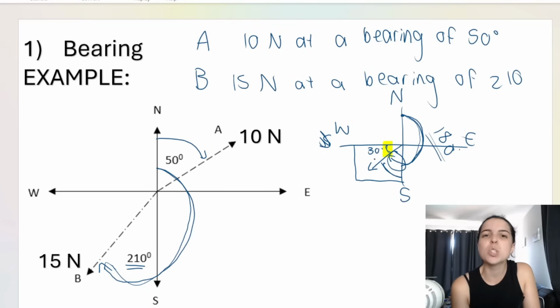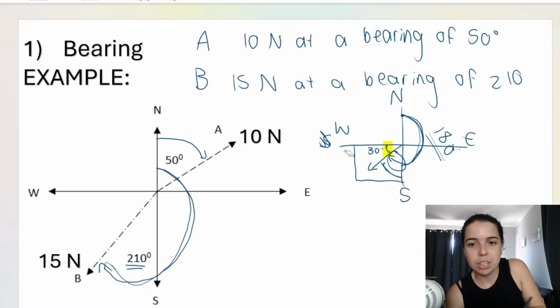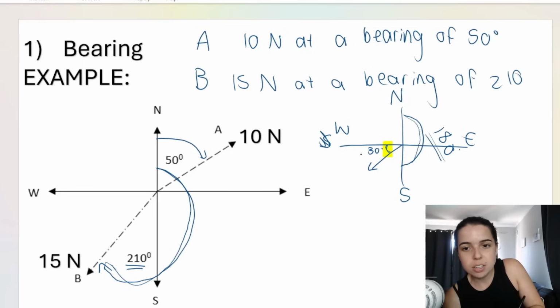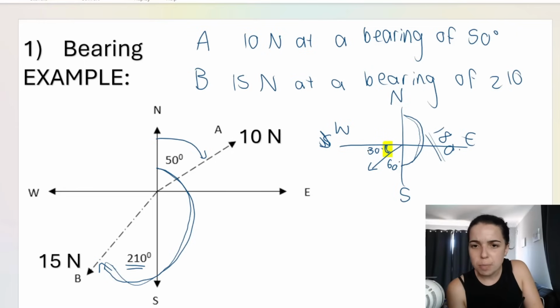Okay, so 30 plus what gives me 90? Yeah, 30 plus 60 gives me 90. So if this is 30 over here, this must be 60. And again, how did I know that? Because these two must add up to 90.